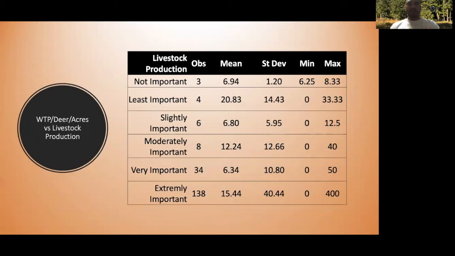About livestock management, respondents saying livestock production is least important have the highest average willingness to pay per year per acreage, that is $20.83. The second highest average willingness to pay is $15.44, which is among landowners who said livestock production is an extremely important land management objective for them, followed by the third largest willingness to pay of $12.24 among landowners prioritizing livestock production as a moderately important objective. So there is not a distinct pattern regarding the willingness to pay and prioritization of livestock management as an important objective.